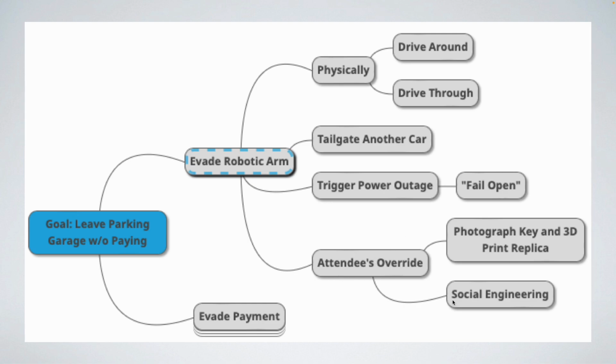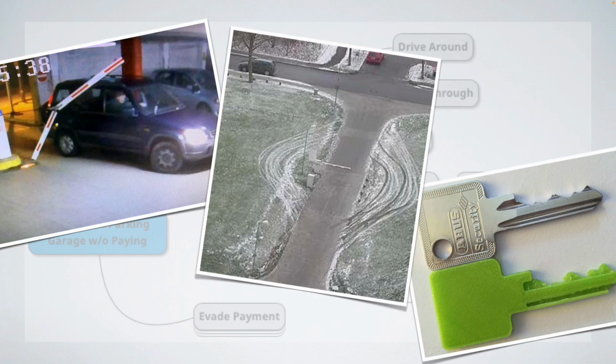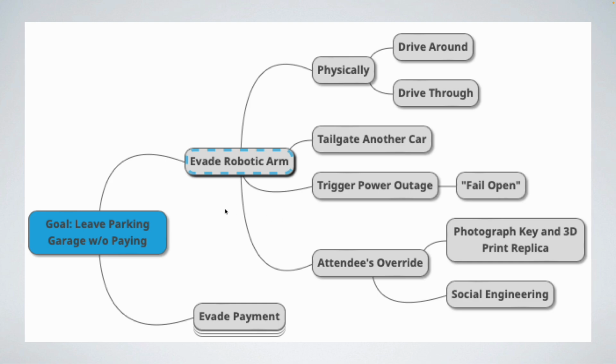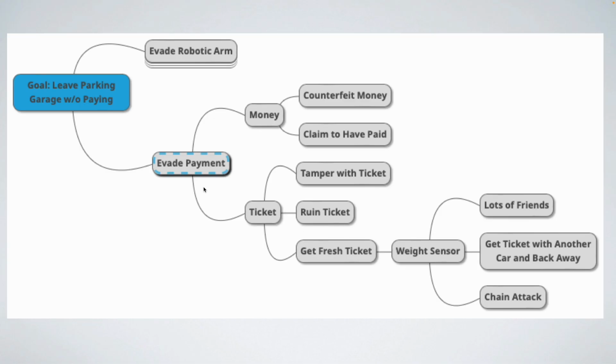There's an attendee there, so you could do some sort of social engineering. You could grab their key. Basically, from a picture, you can do a 3D print, and then that 3D printed key should open whatever locks that you need to. So this isn't every possible attack, but it's some of them, just to give you a flavor of what an attack tree looks like.